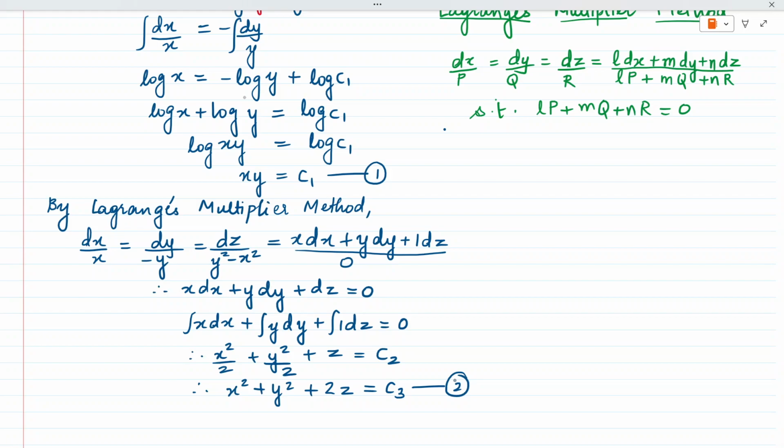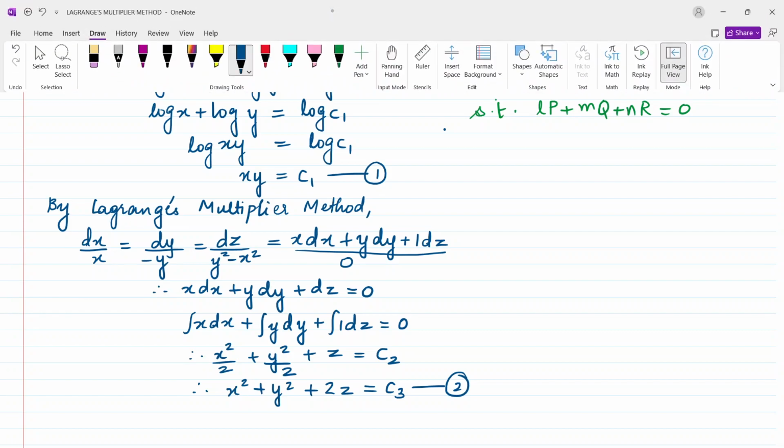Let's understand. The Lagrange's multiplier method will be used whenever you are not getting two independent solutions. You're able to find only one or you're not able to find even a single one. Okay, we'll take examples of questions where you won't find even one. In this question you got one answer, and we were not able to find the second one. So in that case, you multiply the terms with some functions or constants. Generally, Lagrange's multipliers are, okay, I'll make a list here.